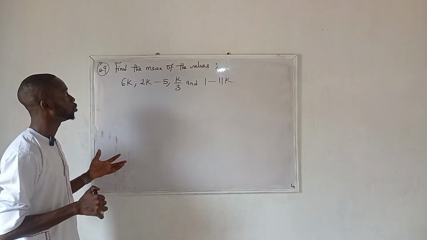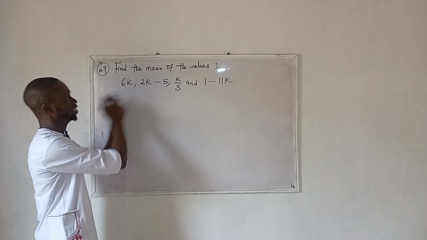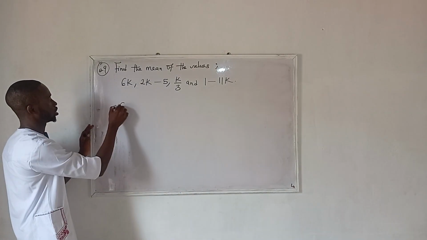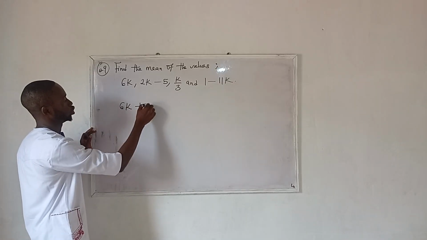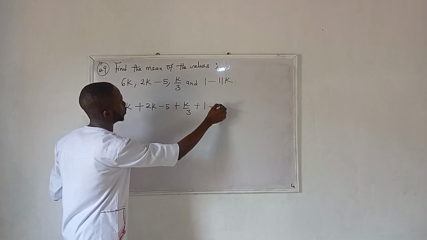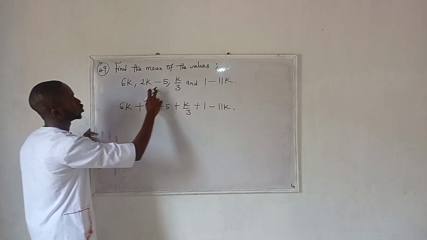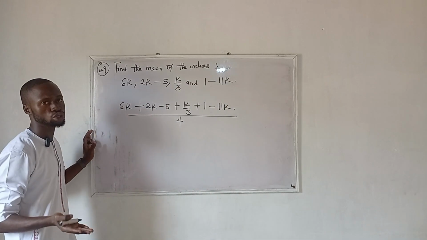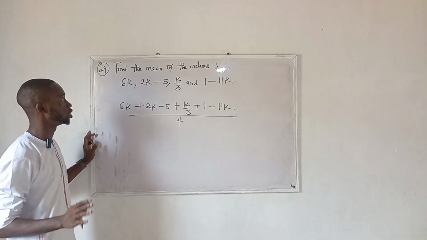In number 29, we are asked to find the mean of the values that we have here. So just find the average. We would have 6k plus 2k minus 5 plus k over 3 plus 1 minus 11k. Then 1, 2, 3, 4. There are 4 of them there. So we need to just sum them together and break it down to the last.